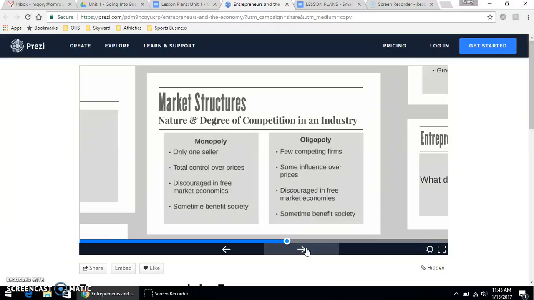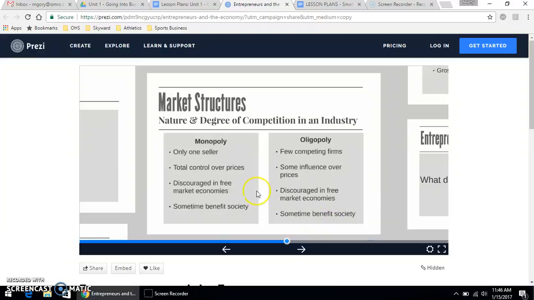They take control over prices and they corner the market. They are discouraged in free market economies because no longer is it a free market, because there's no choice. And then there's also some benefit to society. However, not always. How is that different or similar to an oligopoly? An oligopoly has few competing firms. It has some influence over prices, but not total control. It is also, just like a monopoly, discouraged in free market economies, and again, also like a monopoly, sometimes can benefit society. So what are some examples of monopolies versus oligopolies?